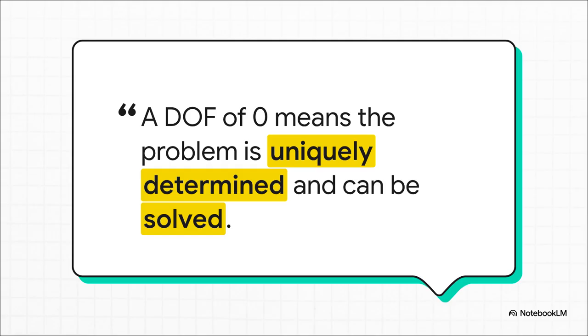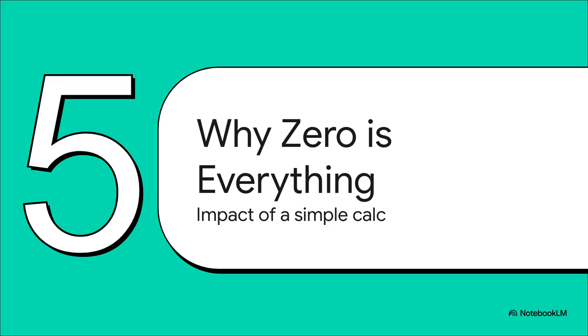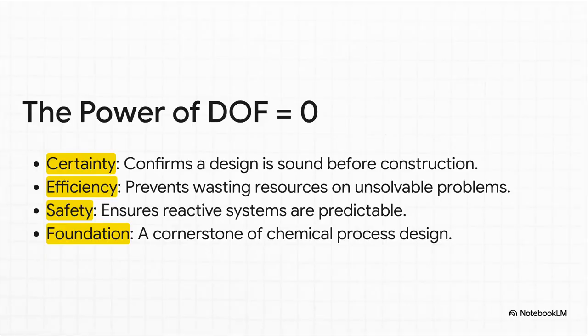It's solvable. And look, this isn't just some clever academic exercise or math trick. This one single number has huge, real-world implications for how we actually design and build things. Getting a degrees of freedom of 0? That's the ultimate green light. It gives you the certainty you need, confirming your design is actually sound.